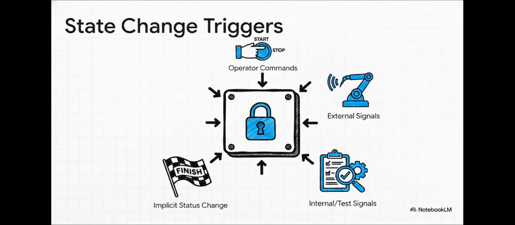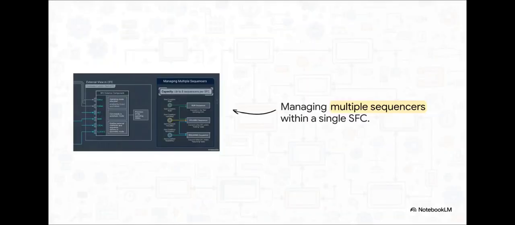So the crucial point is that these 4 triggers totally govern all your safety interlocks. To manage all those different states, I was amazed to learn that PCS7 lets you manage up to 8 separate sequencers within a single SFC. It's like having a whole team working for you.